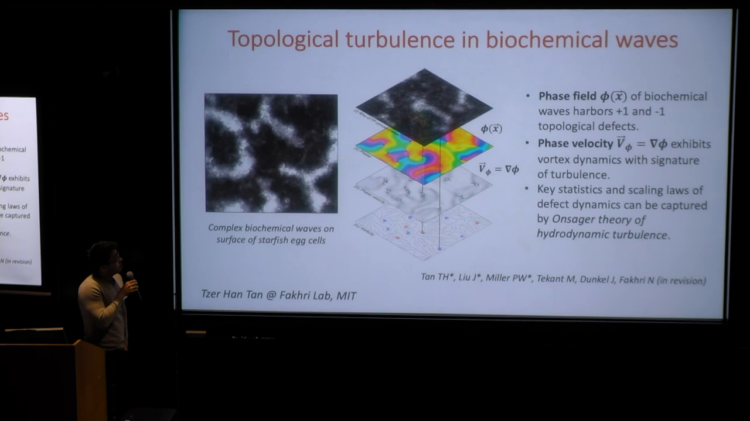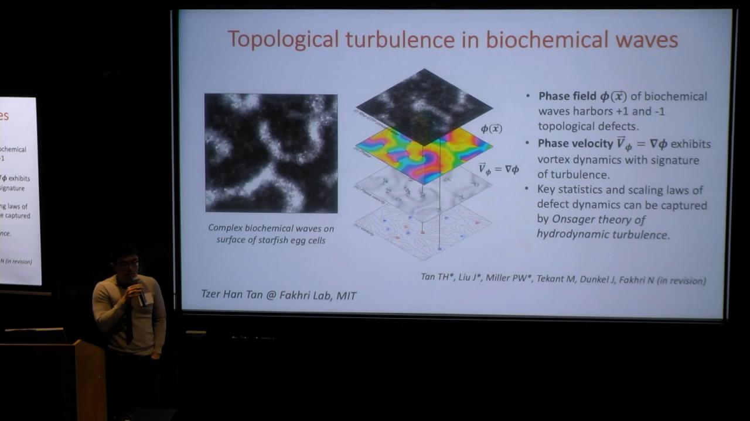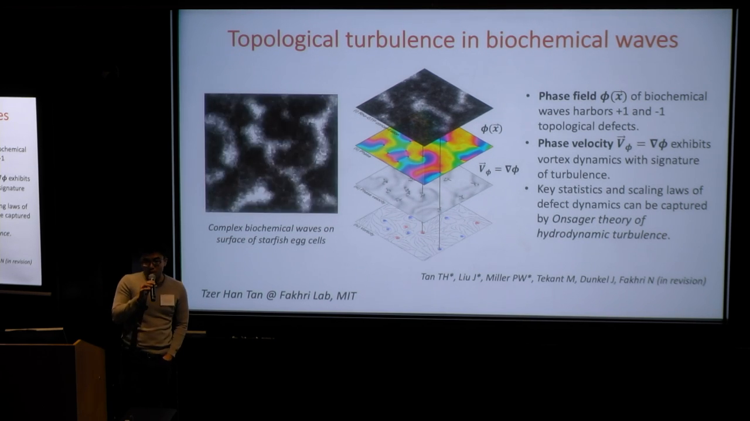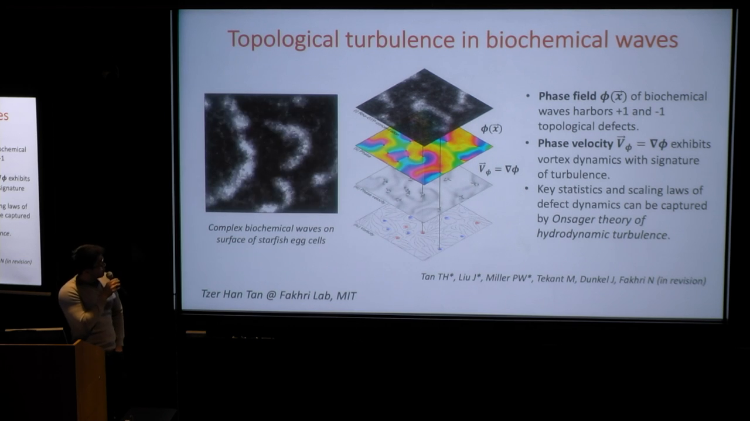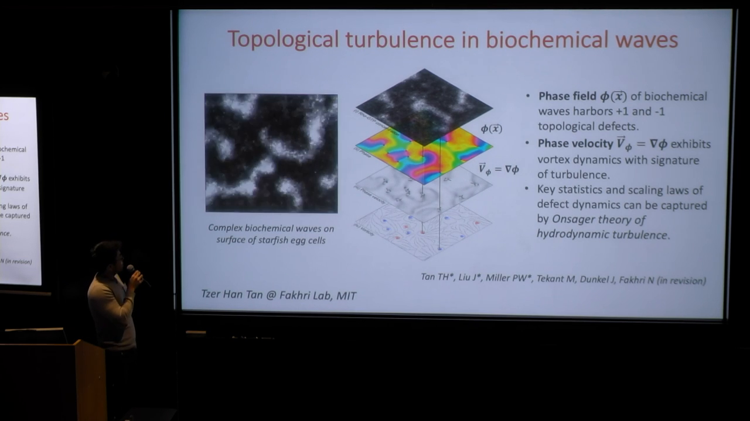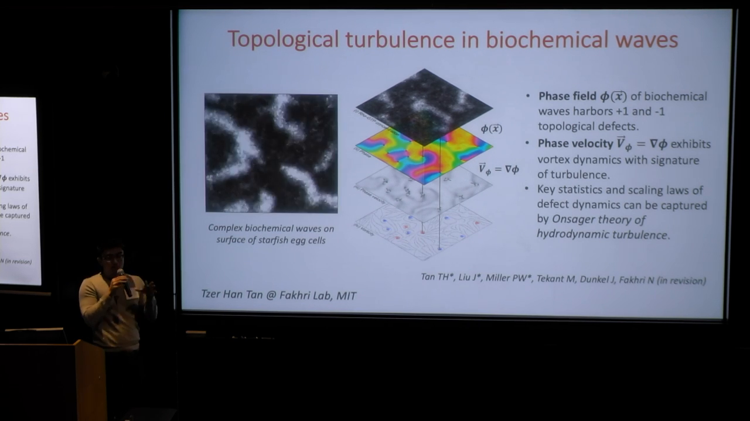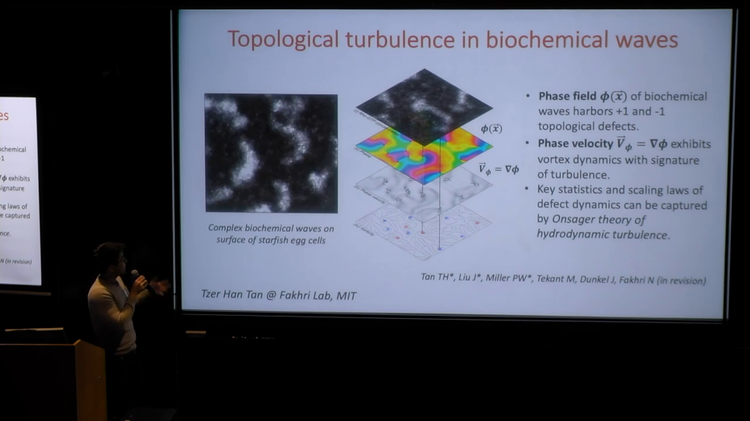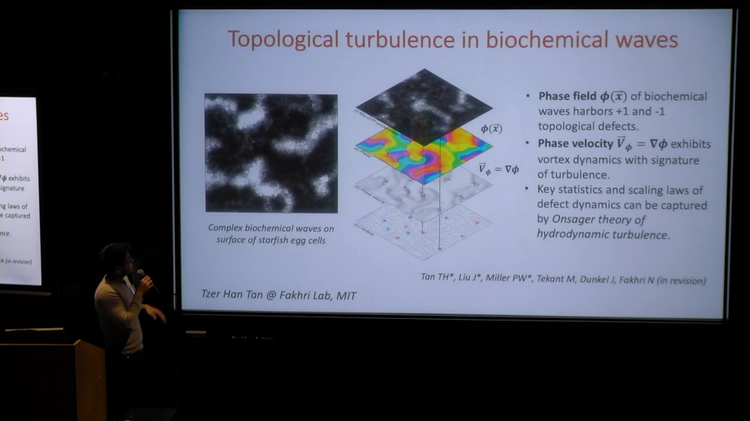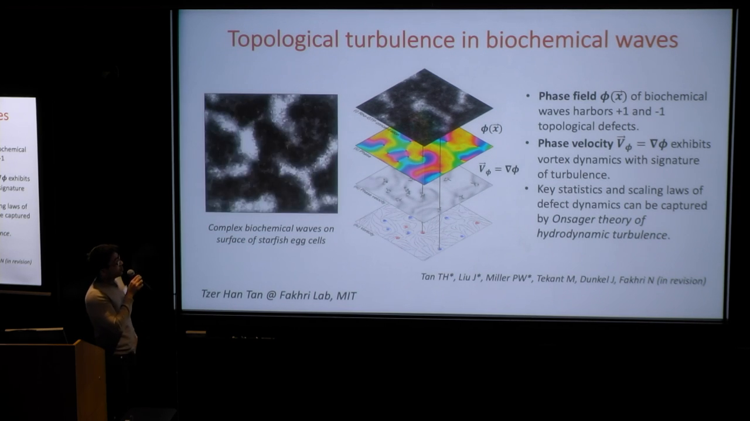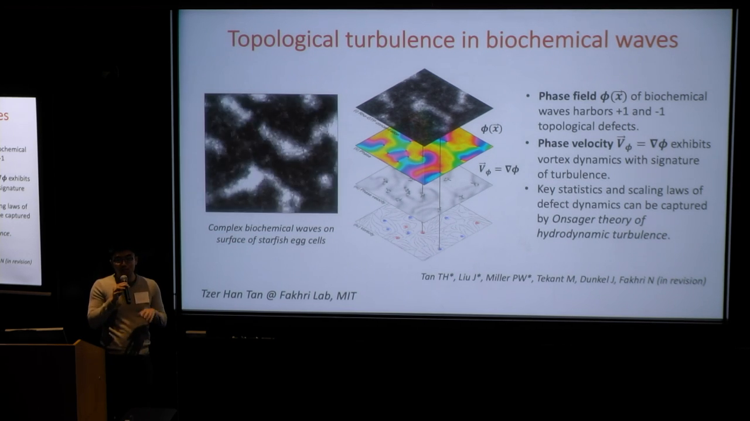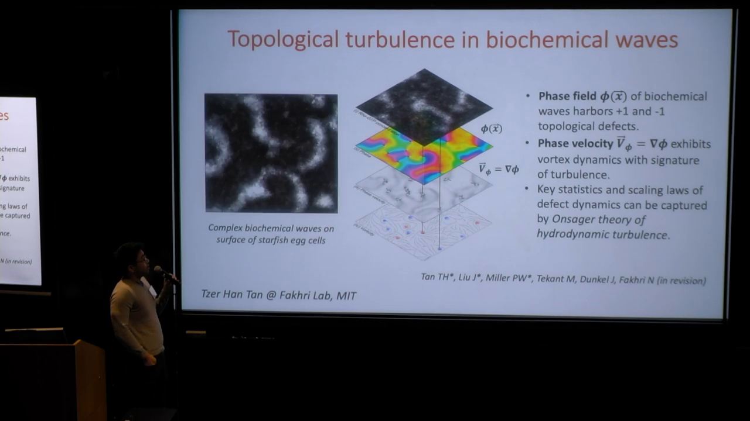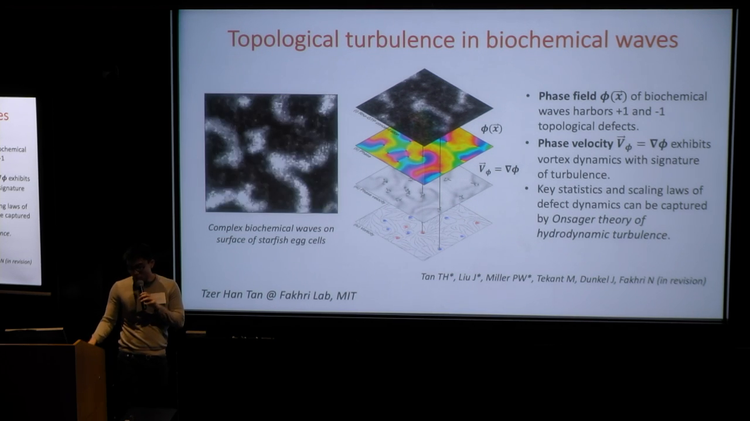And in my poster, I'm going to tell you a recent story about topological turbulence in biochemical waves. So the system that we are looking at is these biochemical waves that happen on the surface of starfish egg cells. So it's a biological system that shows biochemical waves. And what is interesting about these biochemical waves is that if you look at the phase field and the phase velocity field of these waves, chemical concentration waves, you actually see signatures of turbulence.